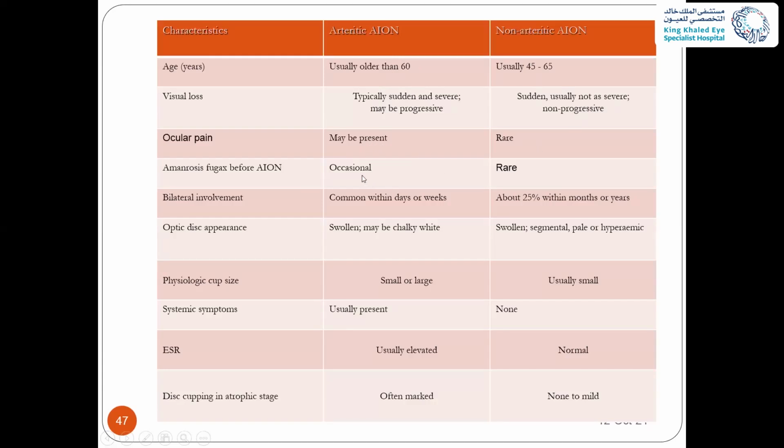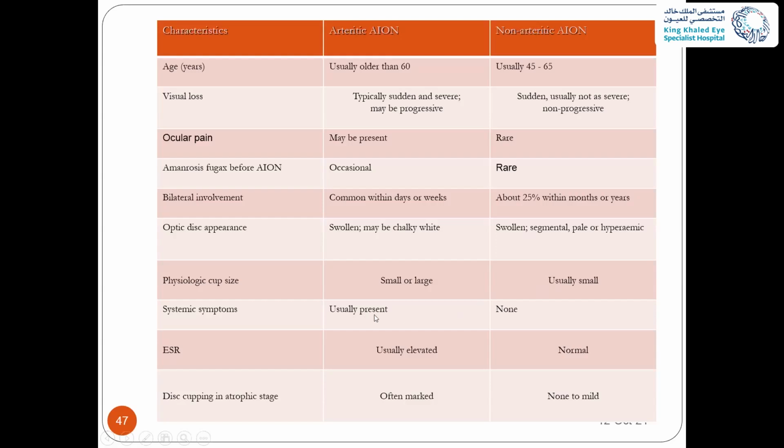Amaurosis fugax usually present in arteritic, while rarely present in non-arteritic. Bilateral involvement common within few days or weeks, while rarely, or about 25%, within months or years in non-arteritic. Optic disc swollen, may be chalky white, while segmental pale or hyperemic. Physiological cup is usually small or large, while usually the other eye might have a disc at risk, what we call it, small disc in the other eye.